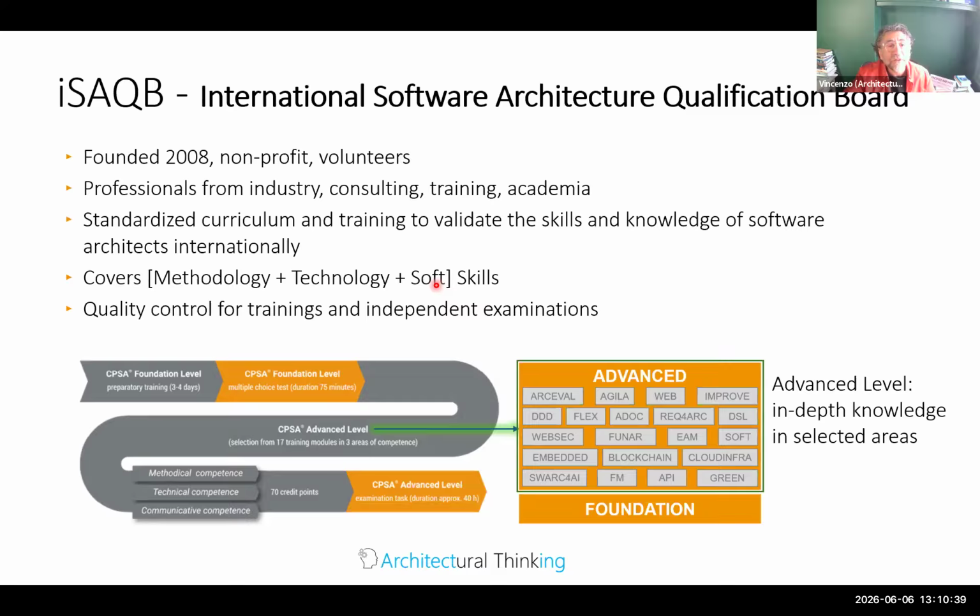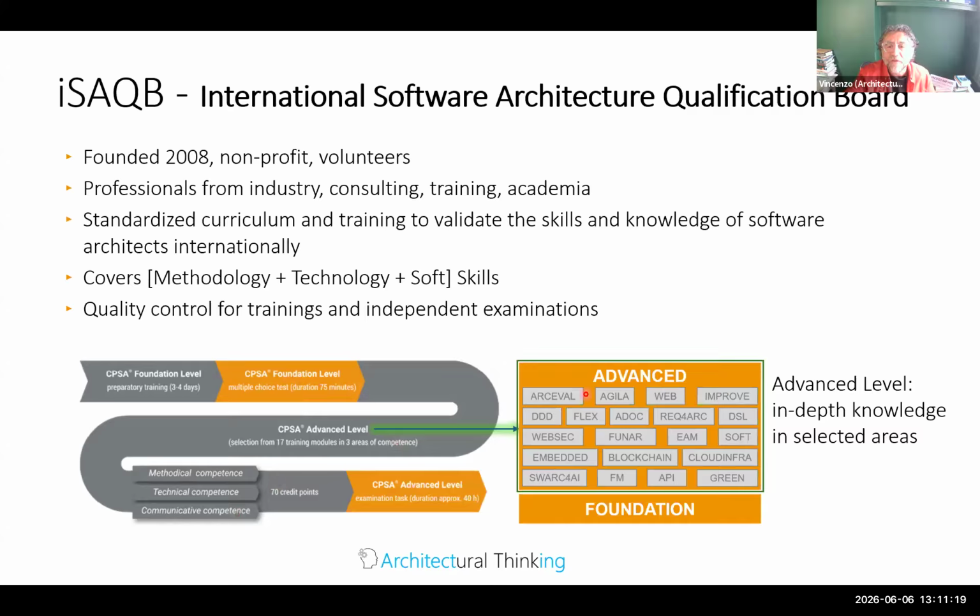Okay, and the other thing is obviously there's quality control on the examination. The examination is for the foundation level anyway. It's a multiple choice exam, which is administered independently by independent organizations. So you buy a voucher, you take the exam either online or in a location near you. The advanced level, you pick and choose. You need to cover at least some of the three competences: methodical, technical, and communicative competence.